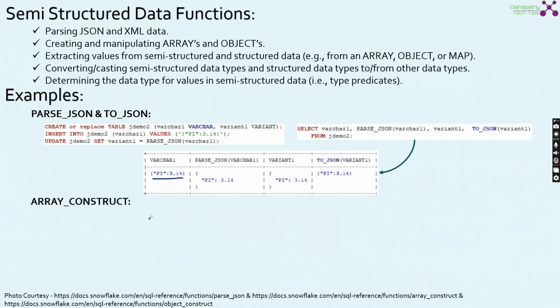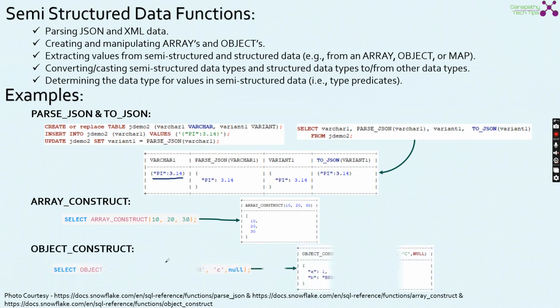Moving on, these are all the things which we already saw. Array construct is used to construct an array, so whatever elements you pass as part of that function, it will construct into an array. Similarly you can see the object construct, which will create a dictionary. A equal to 1, A is the key, 1 is the value, B is the key, B is the value. Since we are passing null as the value to C, it is not represented here.